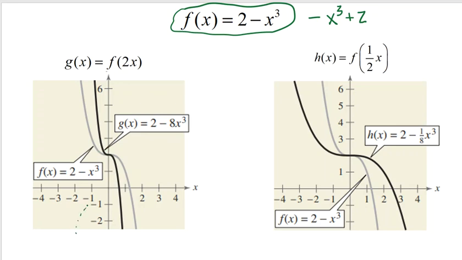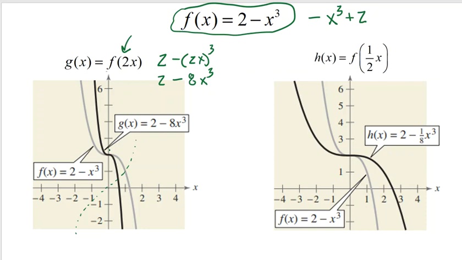Let me put in the dotted line here. Here is the original cubic function right there. Notice it went up 2, that's the plus 2 in the back, and then it got reflected across the y-axis. So that's the gray function there. Now, notice here I'm multiplying by 2 inside the function. So if I multiply 2x inside the function, that's going to be 2 minus 8x cubed, because 2 cubed is 8. Okay, so that's the black graph here.